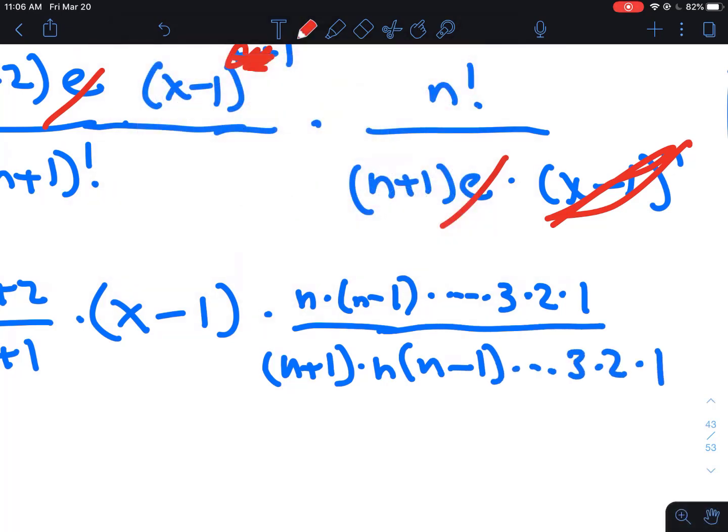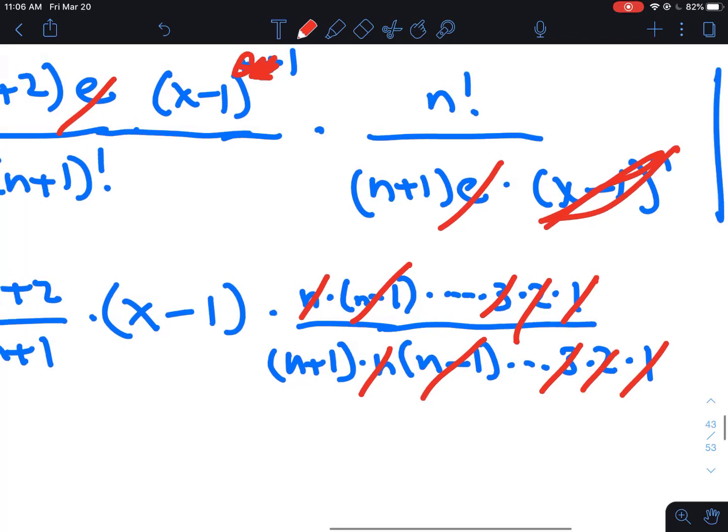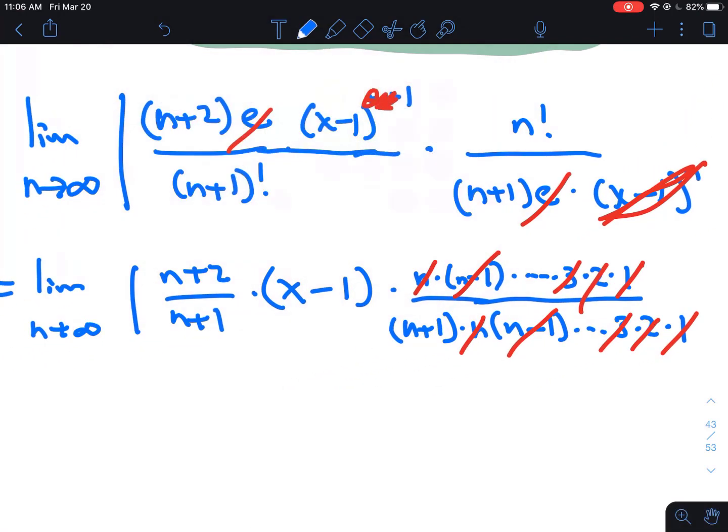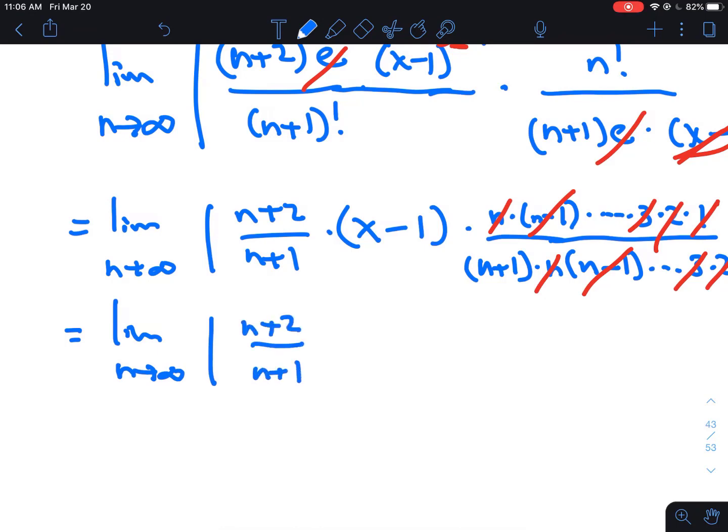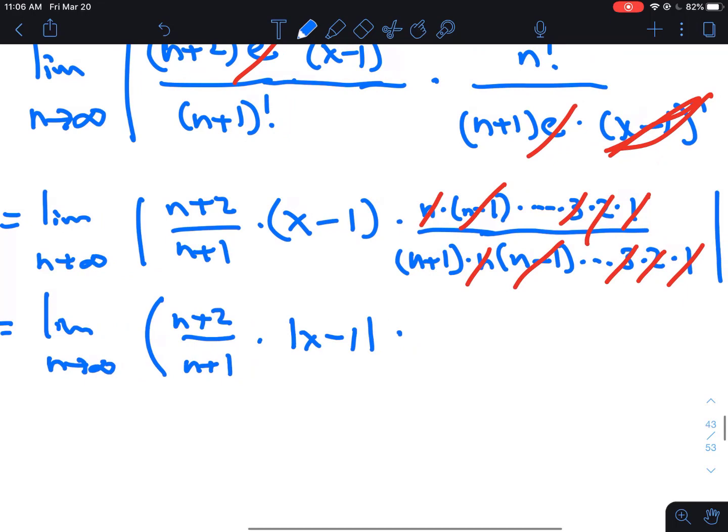And so again, there's going to be a lot of canceling that happens. The n's cancel, the n minus 1s cancel. Everything essentially cancels, except on the bottom here, we have an n plus 1 left over. So we're going to be left with the limit as n goes to infinity, n plus 2 over n plus 1. Notice these absolute values really aren't doing anything. All of this stuff is positive for the n's anyway. We would need to apply them to our x's. That's fine. And then here I'm going to have 1 divided by n plus 1.